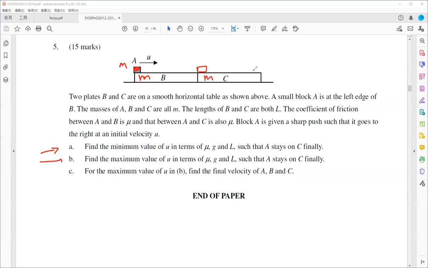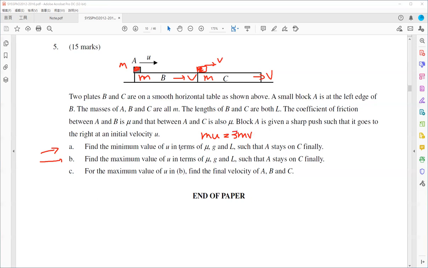So it can just land on the left hand side of C. That means at that time, these three objects all will have the same speed, all will have the same velocity. So then you can write it like the initial momentum is mu, then the final momentum will be 3mv.